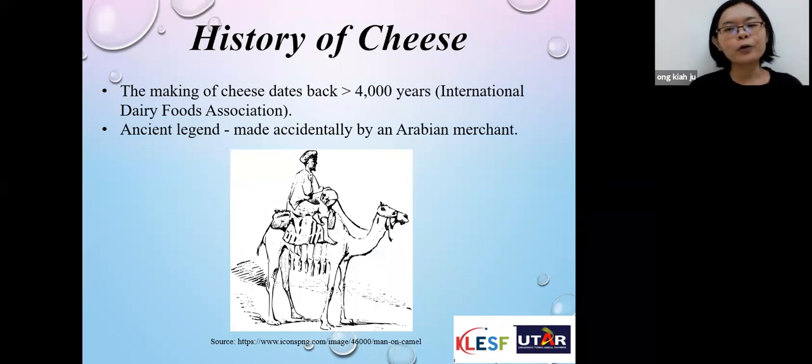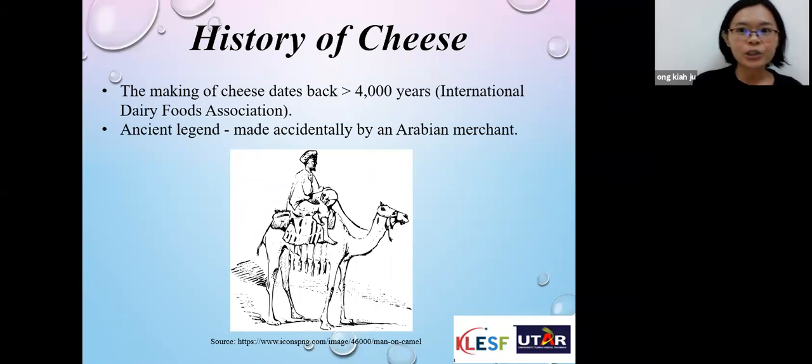Okay, before we go further, let's talk about the history of cheese. The making of cheese dates back more than 4,000 years ago. According to an ancient legend, cheese was accidentally made by an Arabian merchant. One day he was on his journey across the desert, and he wanted to go somewhere. So he kept his milk inside a pouch that is made of an animal stomach.